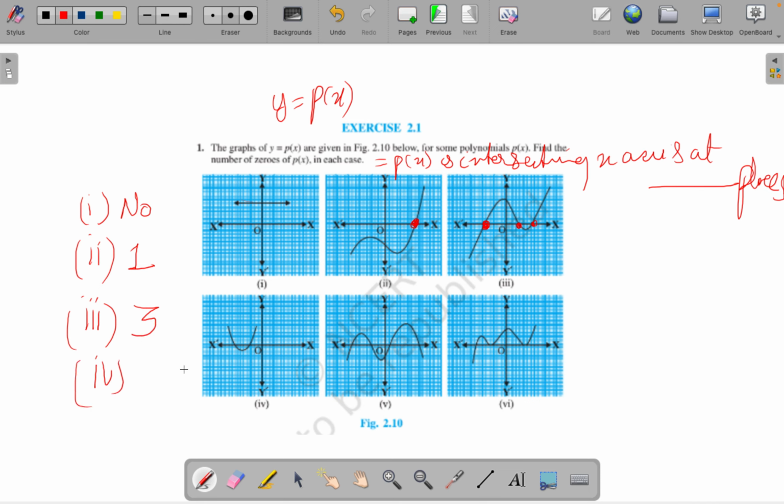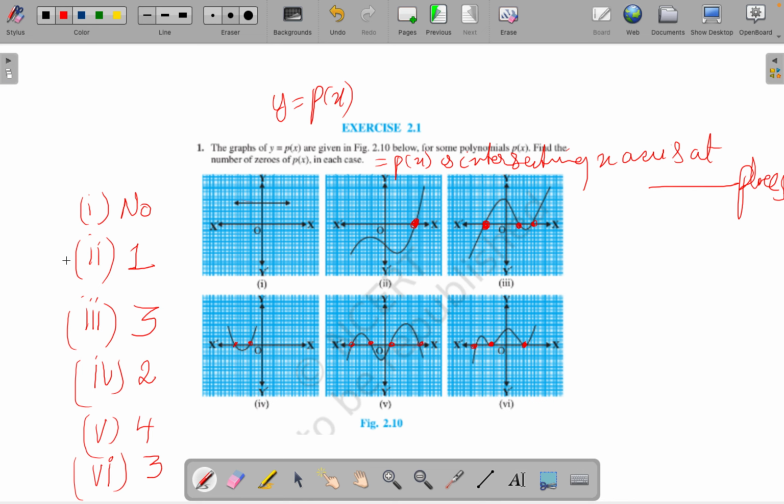Similarly, fourth graph, it is intersecting at 2 different points. Fifth, this is 1, this is 2, this is 3, this is 4. So this is 4. Similarly, sixth, check here, 1. Now, touching is also intersecting, children. So this is 2 and this is 3. So this is 3 at 3 points.